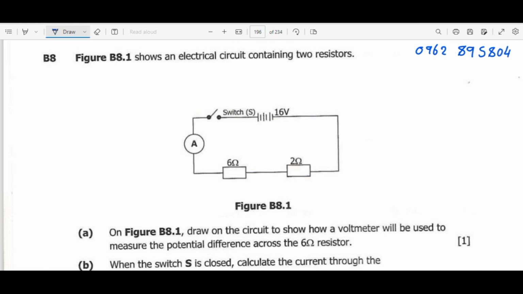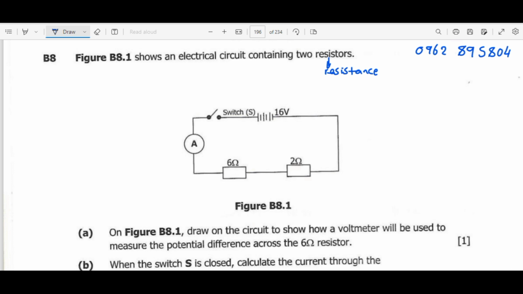Alright, so the question reads: figure B8.1 shows an electrical circuit containing two resistors. So the resistors are there to produce the resistance. So the resistance is just the opposition to the flow of current. So whenever current is flowing through a conductor, it experiences some oppositions.